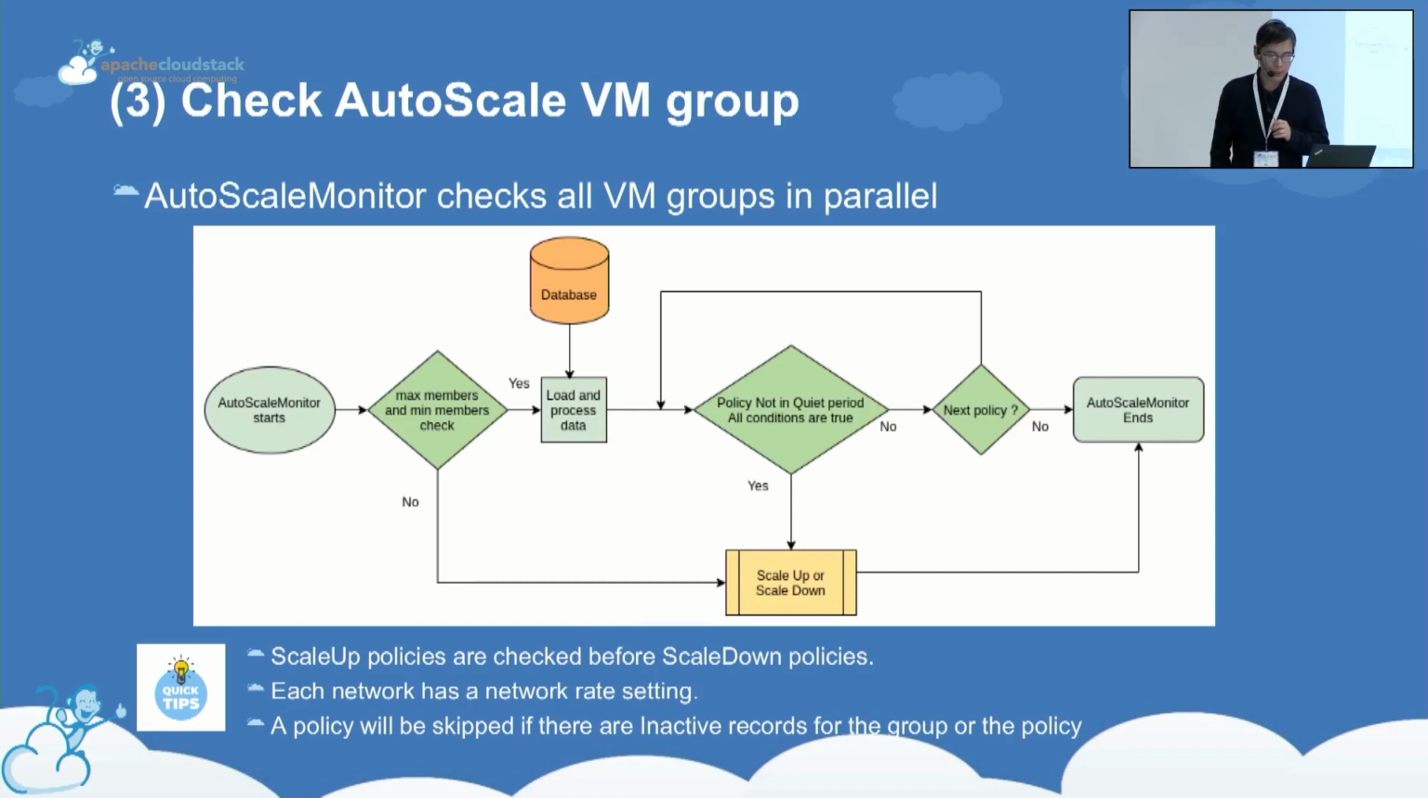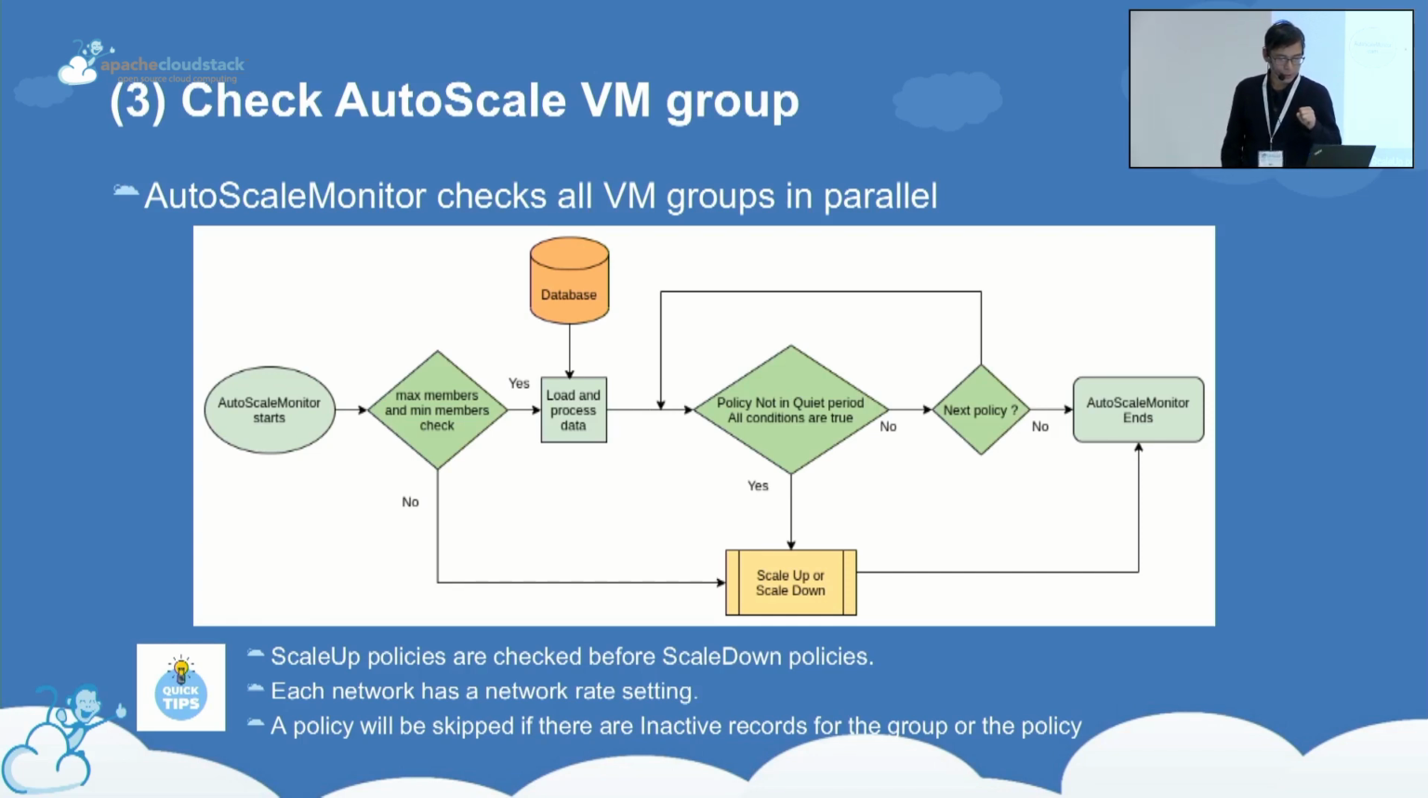If it's not true, then CloudStack will check whether there are other policies left. When all the policies are processed, then the thread will end. So some tips here: the scale up policy will be checked before the scale down policy, and please pay attention that each network has a network rate setting. So if the public network bandwidth is too high, then it might not work.